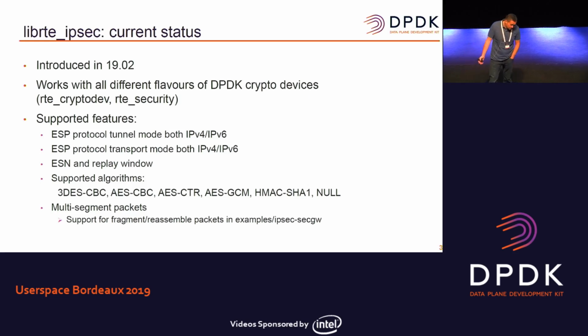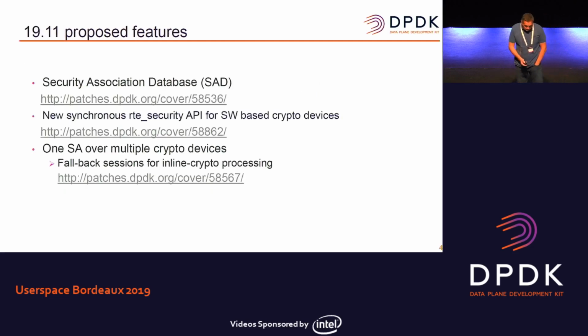So, supposed to work. What features do we support? We support ESP tunnel, ESP transport for both IPv4, IPv6. We support ESN and replay window, all major algorithms. In 1908, we added support for multi-segment packets, and to demonstrate that, we changed the IPsec gateway sample application to do fragmentation and reassembly. That's what we have right now, and that's what we're working on for 1911. All patches were submitted. Hopefully they would end up in 1911.